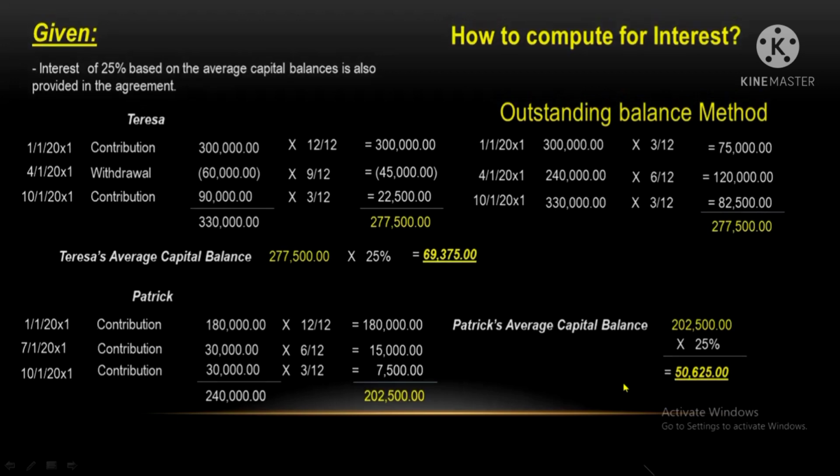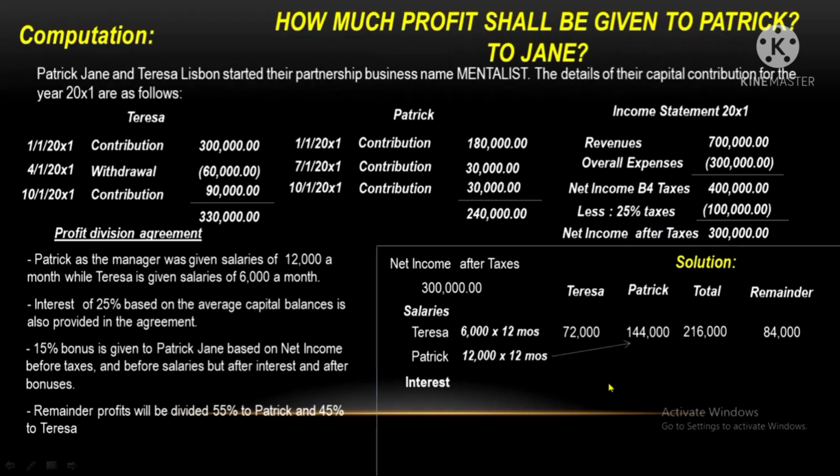So that's it. Now, let's bring these two here. Interest for Teresa is 69,375 while Patrick's is 50,625 and the total of these two is 120,000. The problem is that of the 300,000 net income for distribution, the 216,000 has already been given as salaries. That is why the remaining to be distributed is only 84,000 already.